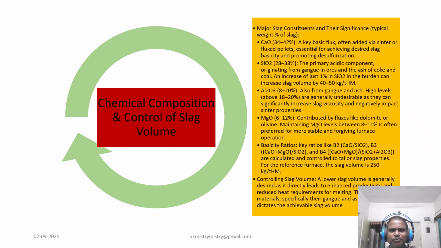A lower slag volume, such as the 250 kg per ton of hot metal in our reference furnace, is consistently desired. This directly translates to enhanced productivity and reduced heat requirement for melting. Ultimately, the quality of raw materials, their gangue and ash content, dictate the achievable slag volume, making careful selection paramount.